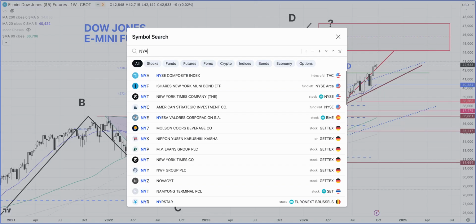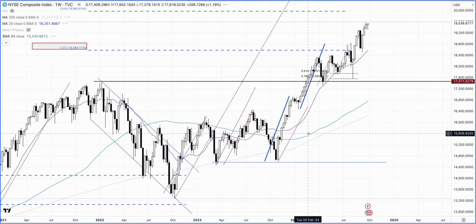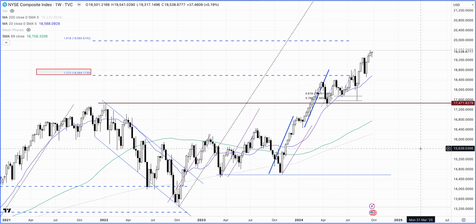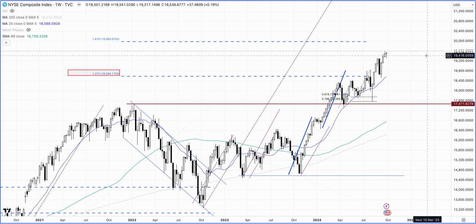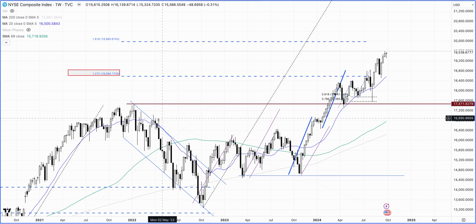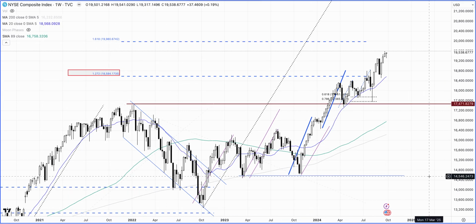And while we are at it, let's also take a look at the NYA, which is the New York Stock Exchange index. This also includes ADRs. I believe it's got about 2,000 stocks in it. And it's got a formation which is very similar to the Dow Jones. And it looks like it wants to go and hit the 19,980 mark, which is the 1.618 expansion of this entire bear market, which took place in 2022.